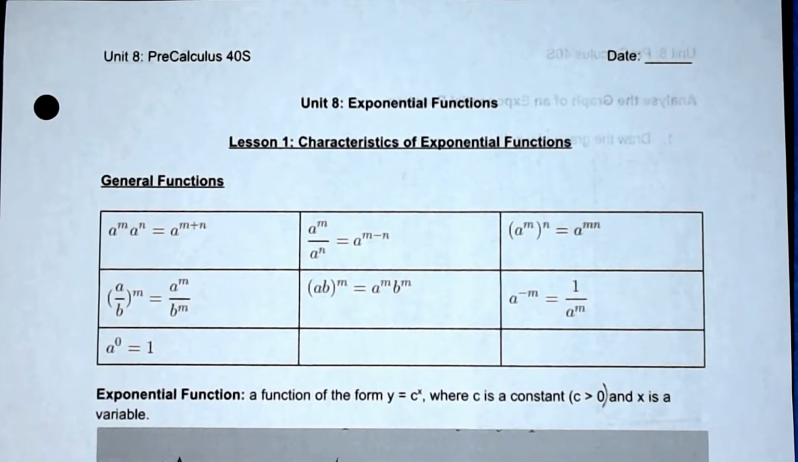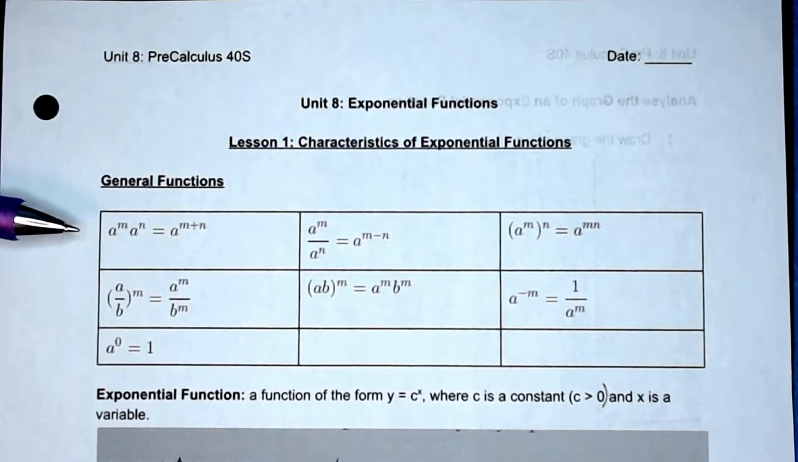Welcome to Unit 8, Lesson 1, Characteristics of Exponential Functions. In this unit, we're looking at functions that are raised to a power of an exponent. We need to start by understanding that there are some general rules that tell you what to do with your base as well as your exponent in order to resolve the equation.